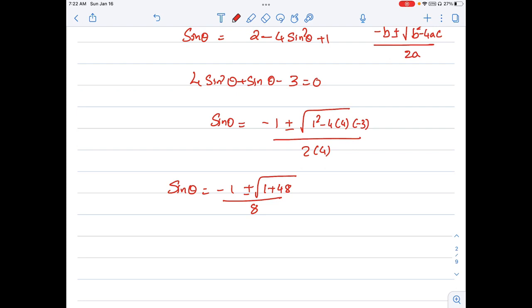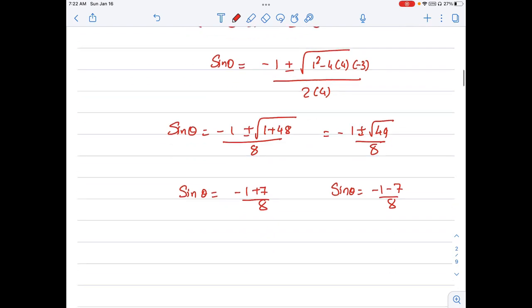So sin theta is minus 1 plus or minus square root of 49 upon 8. Square root of 49 is nothing but 7. Minus 1 plus 7 upon 8, and sin theta is equal to minus 1 minus 7 upon 8. So it becomes 6 upon 8, and sin theta is equal to negative 1. So theta is equal to sine inverse 6 upon 8, which can be written as 3 upon 4, and theta is equal to sine inverse negative 1.